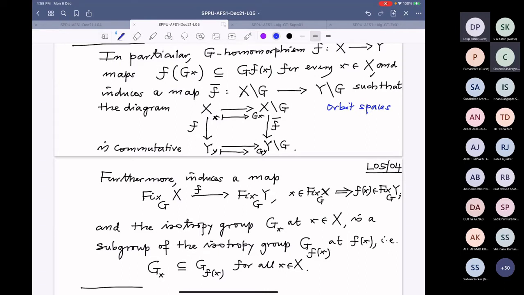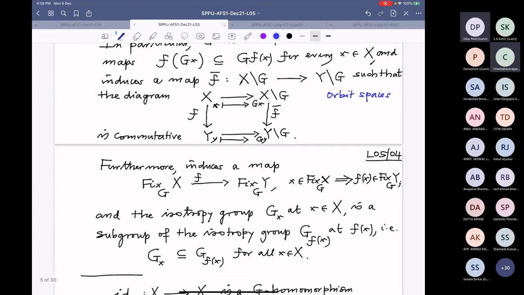So this diagram is commutative. You start with x, go to the orbit, and then go to the next. So this map is determined by this because this orbit has gone into this orbit. So that is well defined, and therefore it induces a map on the quotient spaces. So that was about the orbits.